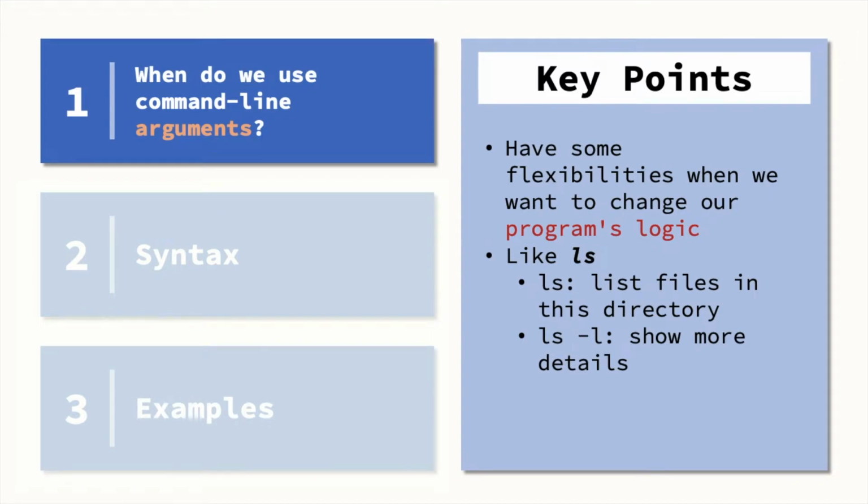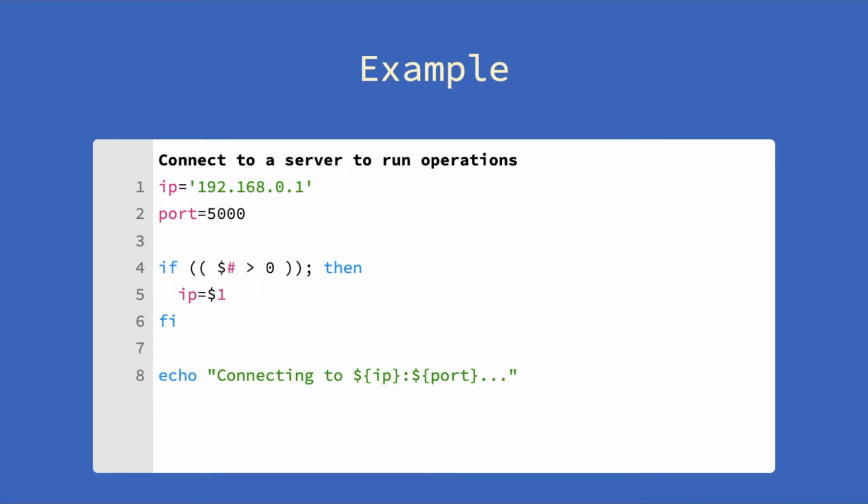We first get to know when we will need command line arguments. Take ls as an example. Its default behavior is to list the files in the current directory. But if you call it with an option like -l, it'll show more details about them. So, our programs might act the same most of the time. Moreover, they can also act flexibly by taking command line arguments. Let me show you an example of what this looks like to get a sense of it.